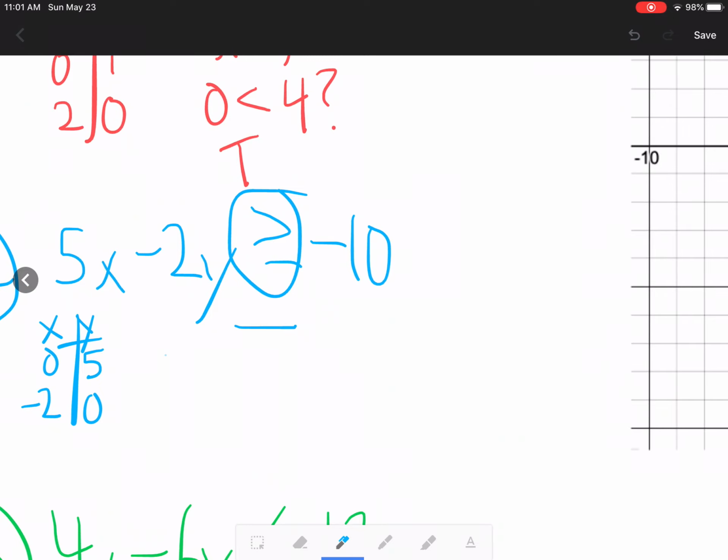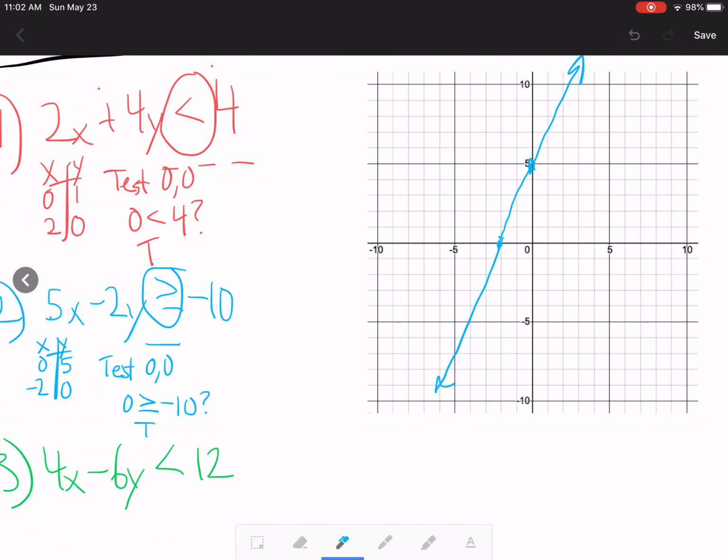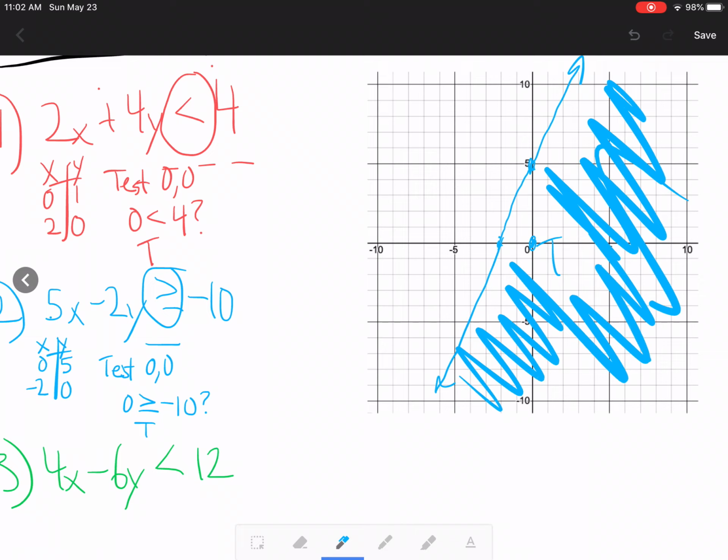Now I need to test a point. So I'm going to test 0, 0 and see what happens. Here we've got to be careful because negatives can throw things around a little bit. So I'll get 0 for x and 0 for y. Combine them, you still get 0. Is 0 greater than or equal to -10? Again, this is sort of a question mark, and that is a true statement. So if 0, 0 is right here, and that's true, we'll shade this side of our graph like that.